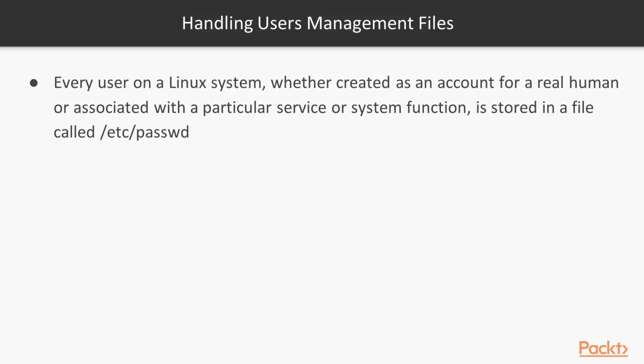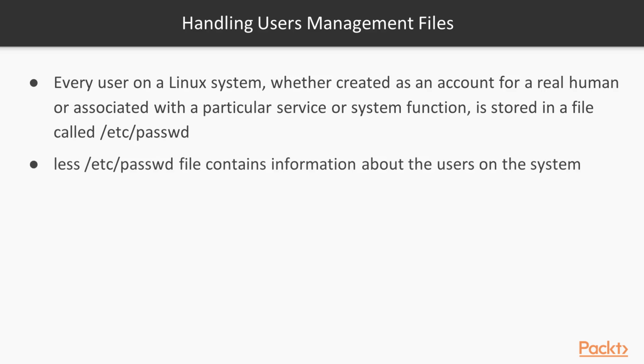If we check our slide over here, we can see the /etc/passwd file, and it is written here that this file contains information about the users on the system. The next one is /etc/shadow, which contains encrypted passwords. The other file is for groups, which is /etc/group. To get a deep understanding of /etc/passwd, /etc/shadow and /etc/group, we're going to be looking at our Linux terminal.